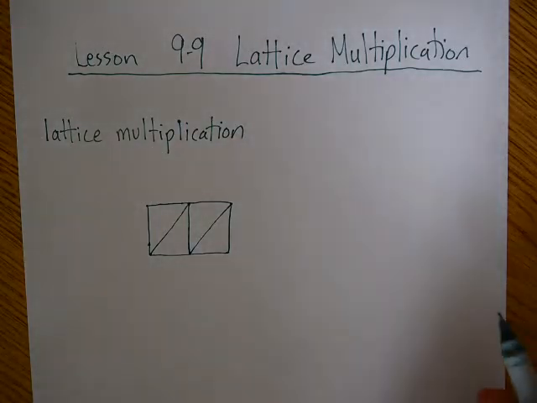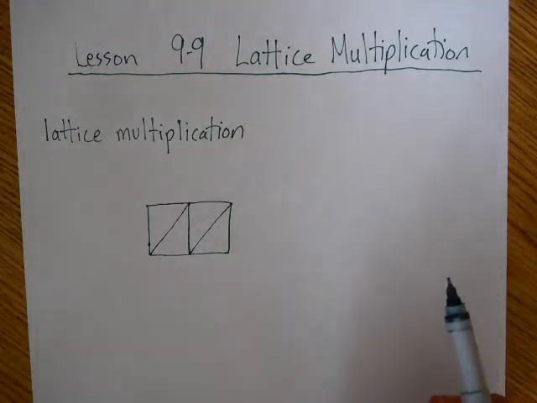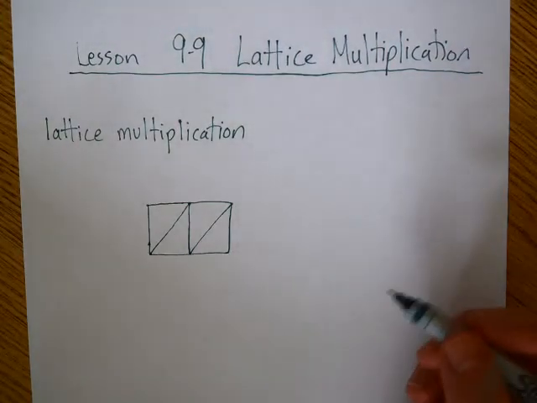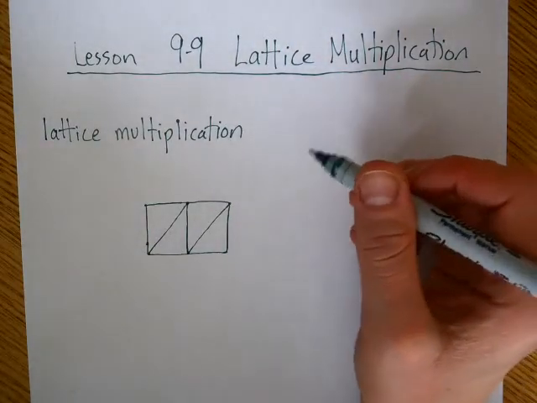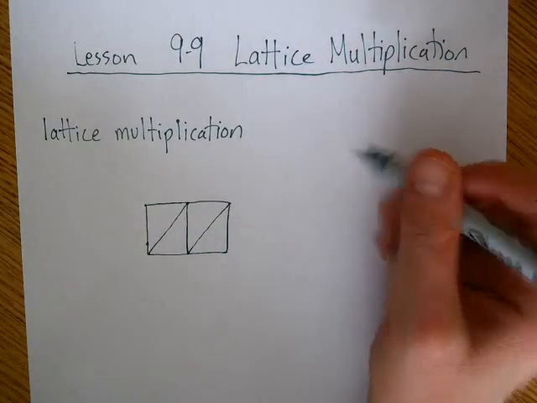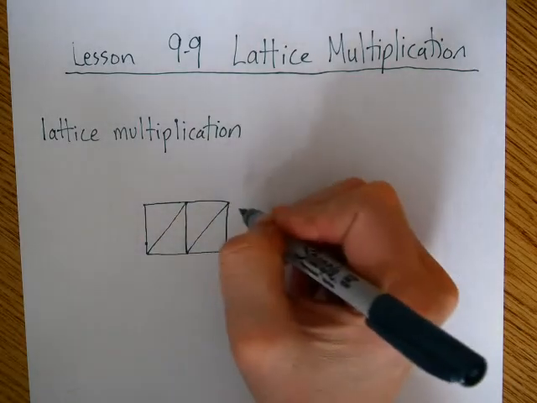So today we're going to talk about lattice multiplication. This is lesson 9-9, the parent help video for grade 3 Everyday Math. There's one new vocabulary word. It's two words actually, but it's lattice multiplication. And lattice multiplication is a way of multiplying using what's called a lattice.